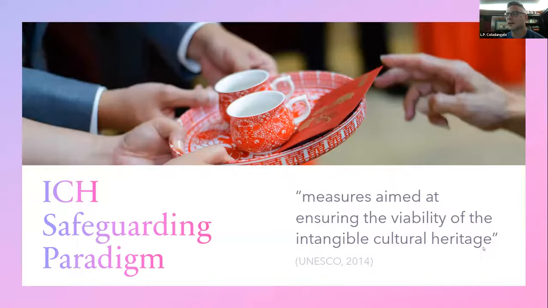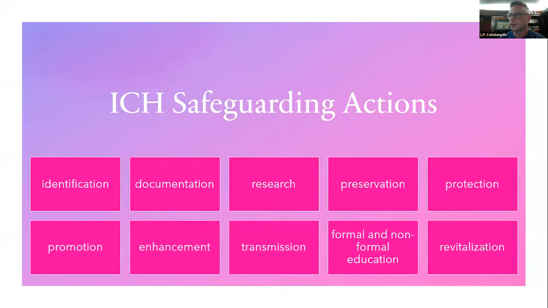The 2003 convention outlines a vision for what's called a safeguarding paradigm, which is defined as measures aimed at ensuring the viability of intangible cultural heritage. In outlining that vision, the convention offers broad strategies for safeguarding through these actions, including identification, documentation, research, preservation, protection, promotion, enhancement, transmission, particularly through formal and non-formal education, as well as the revitalization of the various aspects of such heritage. We might look to these as functional or user requirements for our core model.